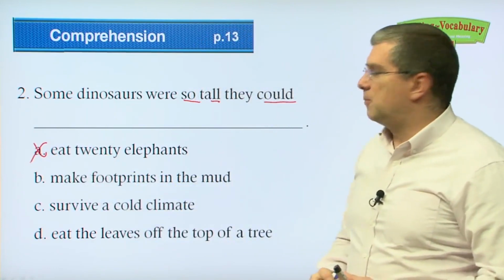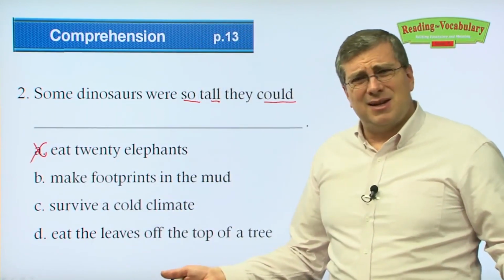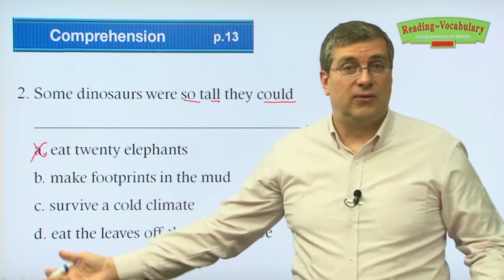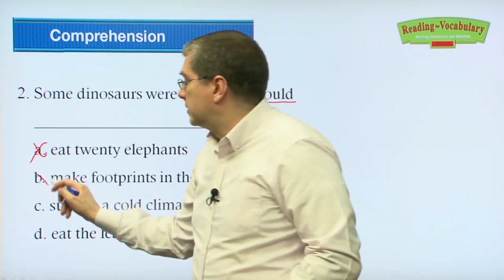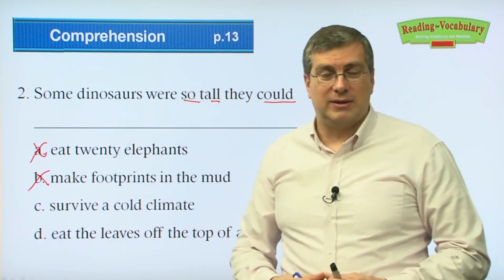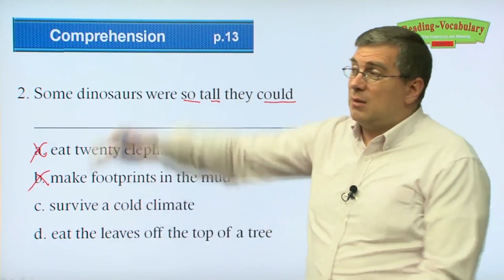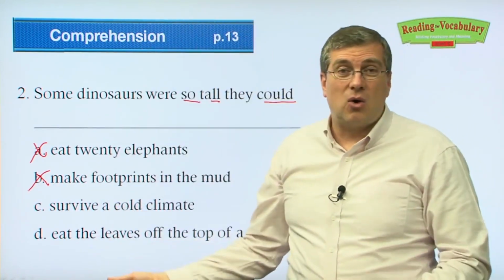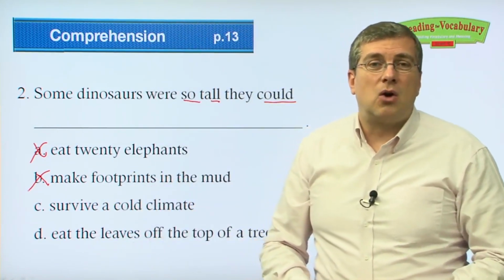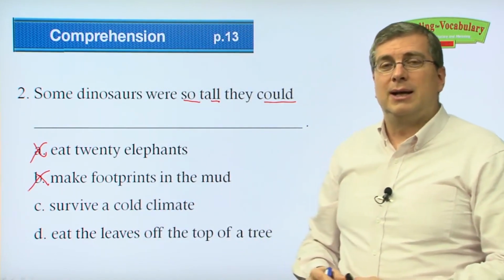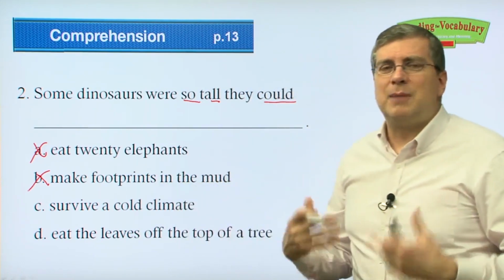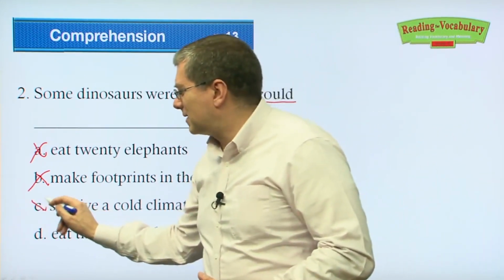B, they could make footprints in the mud. Well, that doesn't make sense either, because it doesn't matter if an animal is tall or short. They all leave footprints in the mud. So that doesn't make sense. C, they were so tall they could survive a cold climate. Again, it doesn't matter if an animal's tall or small and it's very cold. That doesn't help them. Just being tall doesn't help you survive a cold climate, or being short, right? It probably depends more on what kind of fur or what kind of temperature your body has to be at. So that doesn't make sense either.